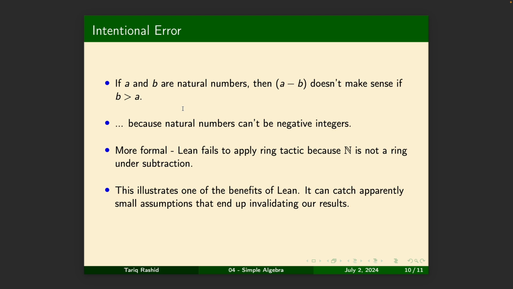So 5 minus 3 was fine. 3 minus 5 was not fine, because 3 minus 5 is not in that set. So it's not a ring under subtraction, and that's why the ring tactic fails. So that's just a bit more formal explanation, but don't worry if that doesn't make sense yet. The main point is that Lean caught a bad assumption, which is what we want it to do.